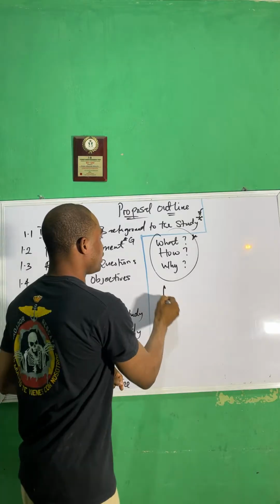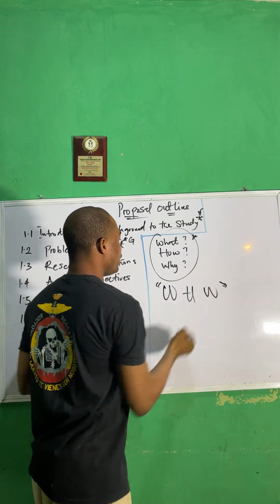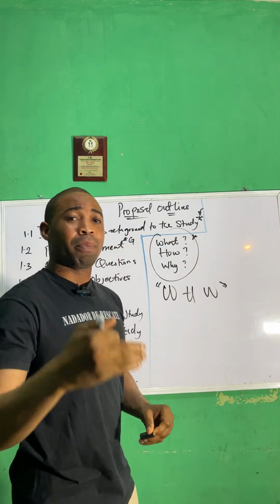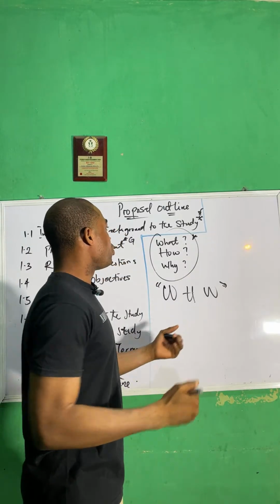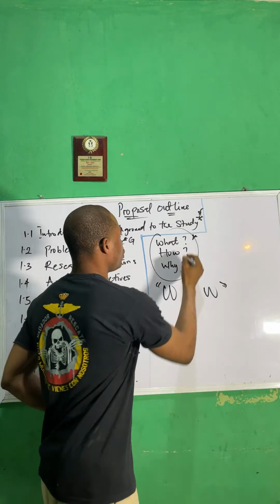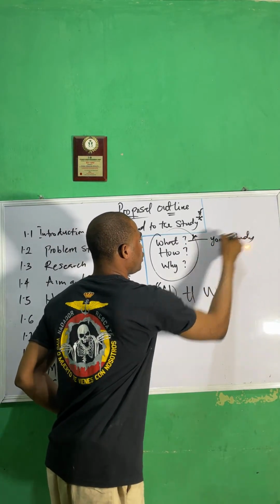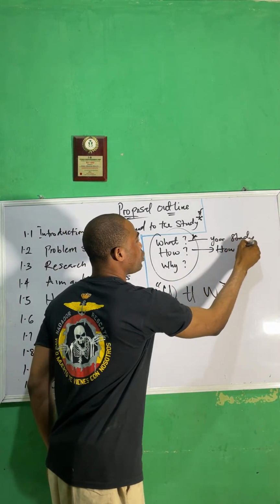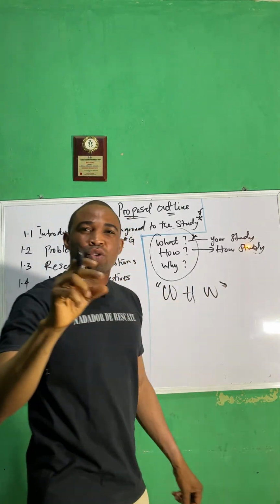W-H-W. You can see the idea? The idea behind the proposal is WHW. This is telling you that the proposal is just like a formal plan that explains what you want to study, how you want to study it, and then why your study is important.